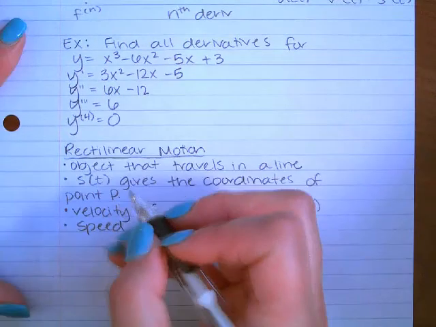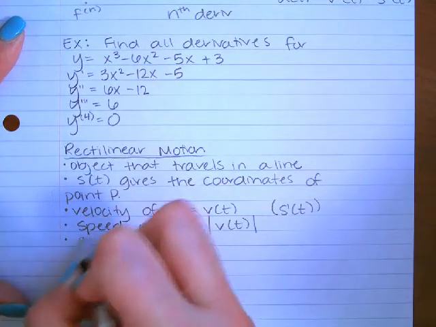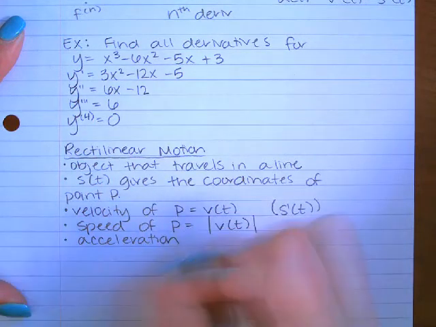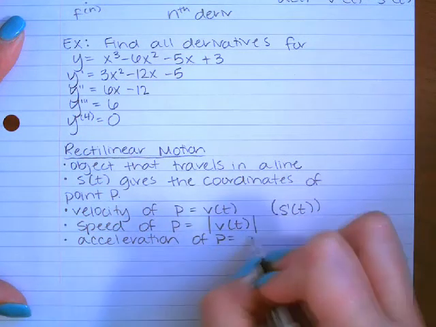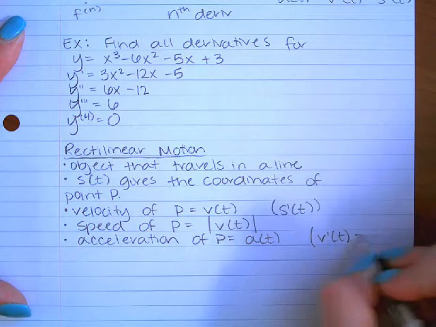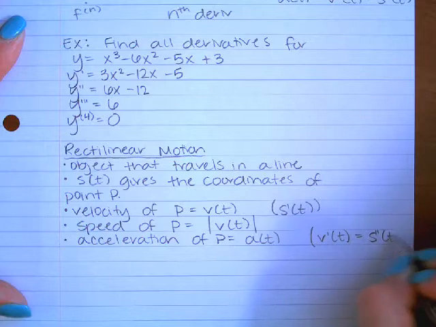All right, the acceleration of P is a of t, which is the derivative of velocity, which is the second derivative of position.